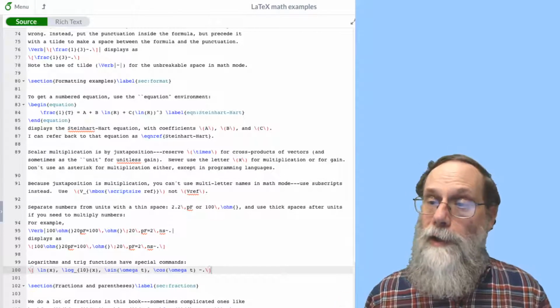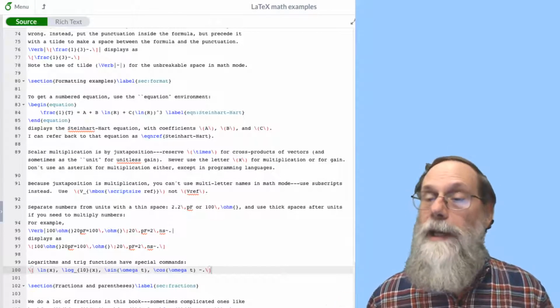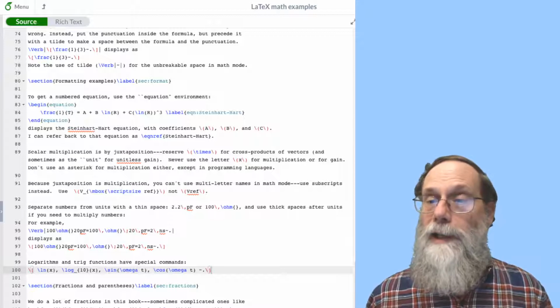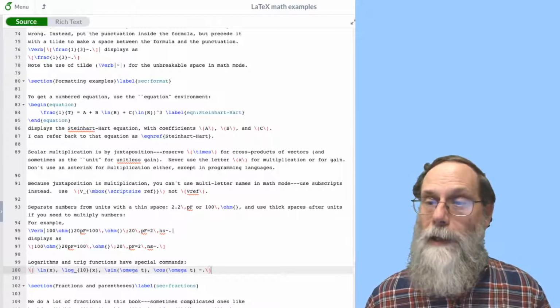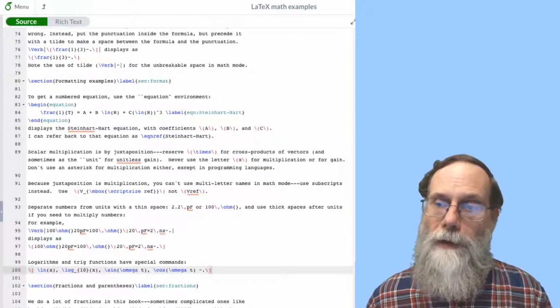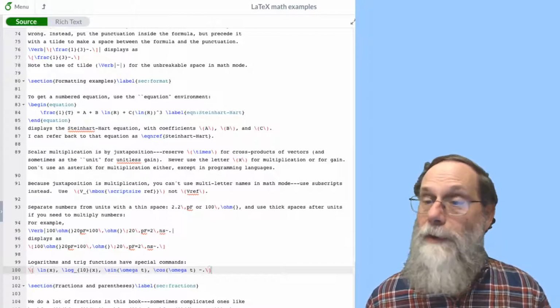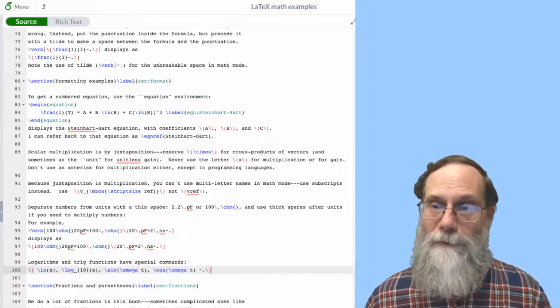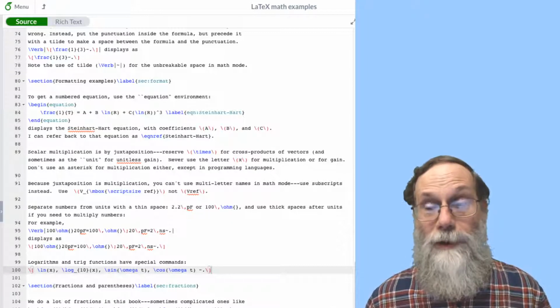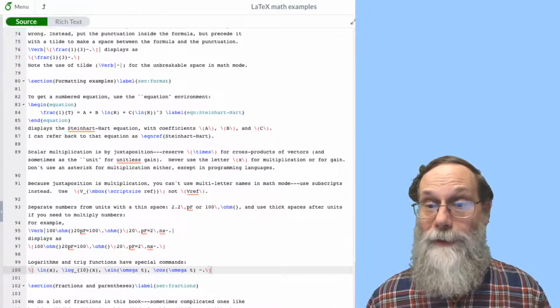The open brace, close brace after \ohm is a little trick to prevent \ohm from swallowing any following spaces. When you just have a command in LaTeX, if it doesn't have any braces after it, it'll eat up all the white space after it. And we don't always want that.